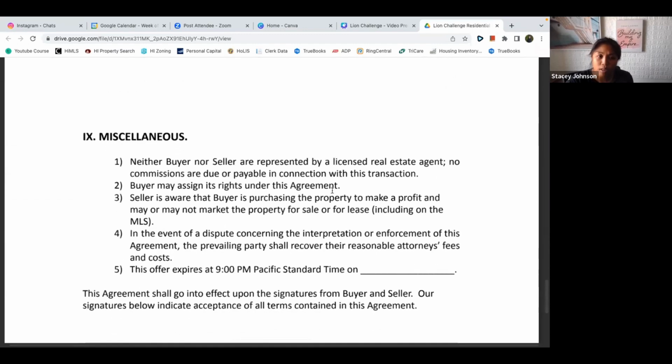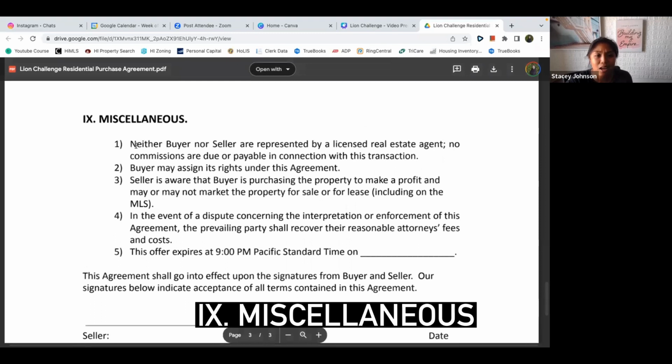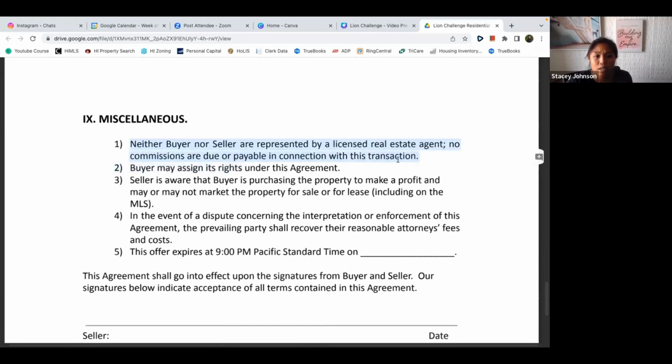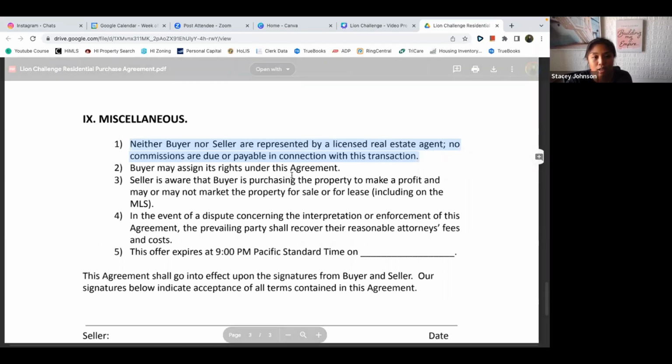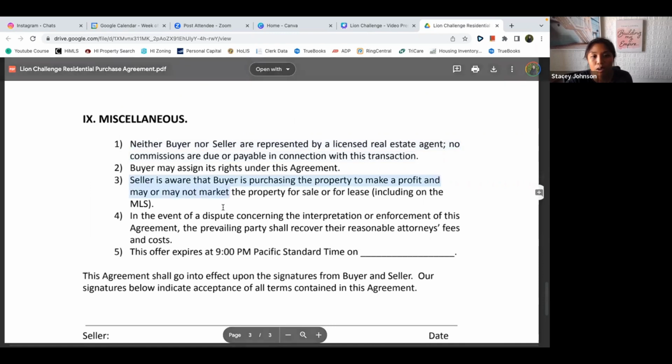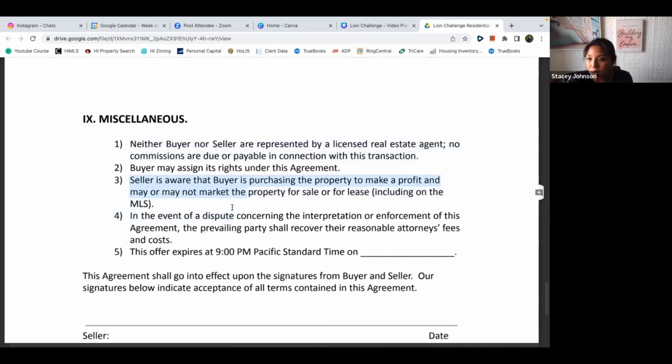Now we're wrapping up here on the last page. The last thing that I want you to pay attention to here is neither buyer nor seller are represented by a licensed real estate agent. So like I said, we're buying this directly from you, Mr. Seller, and you do not have to pay any commissions or closing costs or anything like that. And again, you're aware that we're buying this property as an investment. We do plan on making a profit on this property.